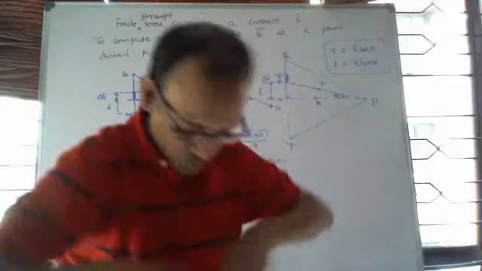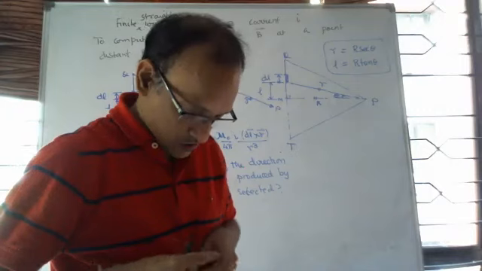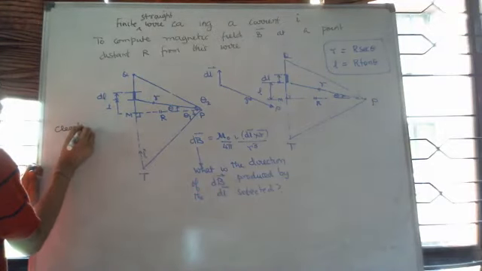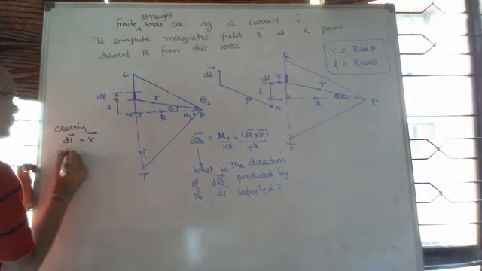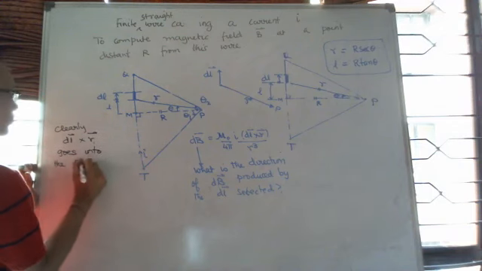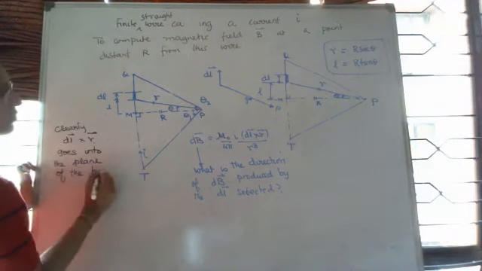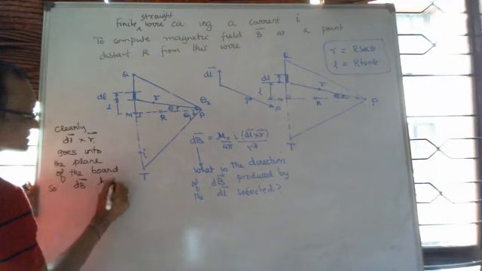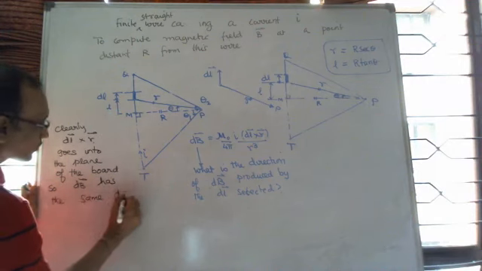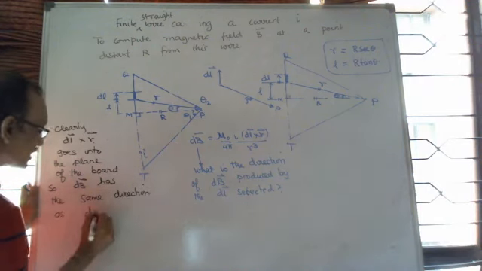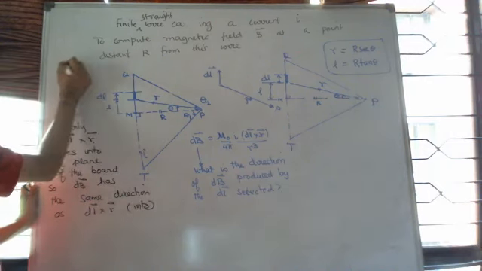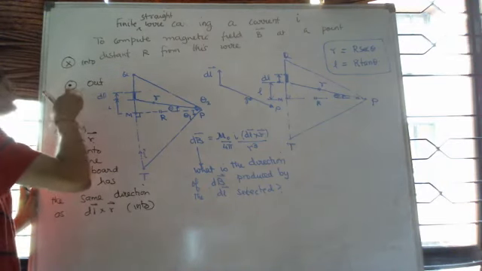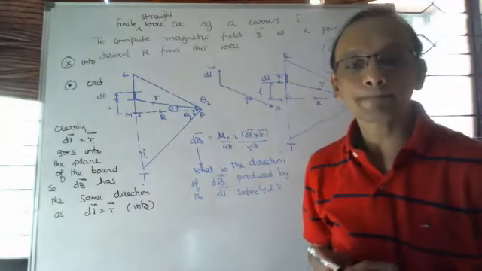Let me change my marker. Clearly, dl cross r goes into the plane of the board. So dB has the same direction as dl cross r, which is into the plane of the board. Henceforth, this symbol will mean into the plane of the board, and this symbol would mean out of the plane of the board. This cross means into the plane, this dot means out of the plane.